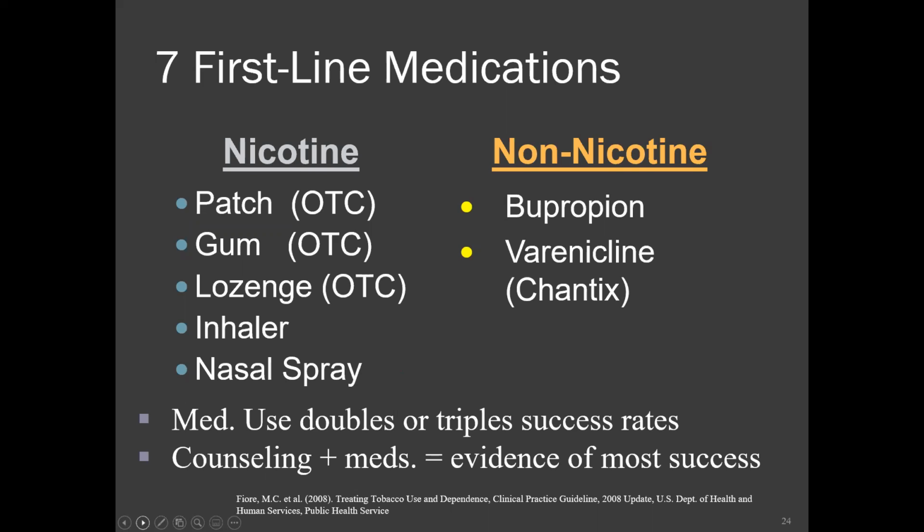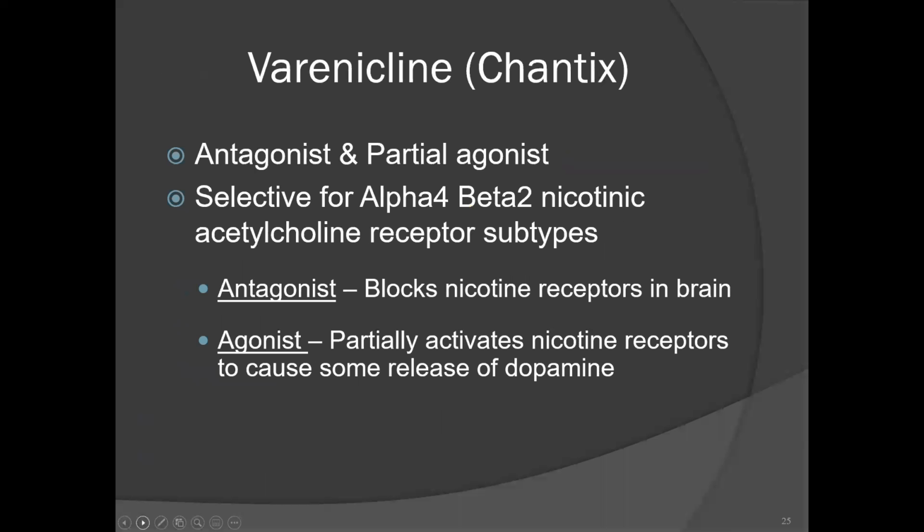Medication use doubles or triples the success rate, just to be clear on that. It may be the first regimen wasn't totally successful, but then when it was tweaked in a subsequent attempt, it seemed to work well. Counseling plus meds, even more evidence for success. So Chantix is an antagonist and partial agonist. Let me just skip down for a minute here.